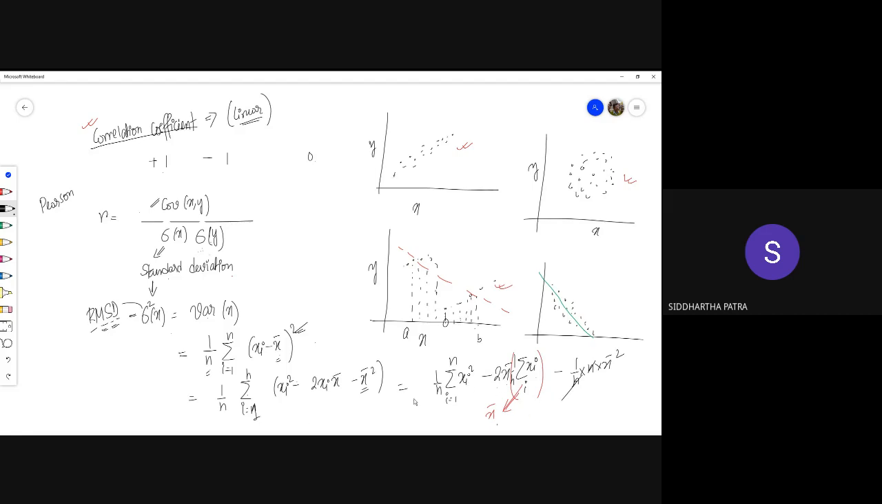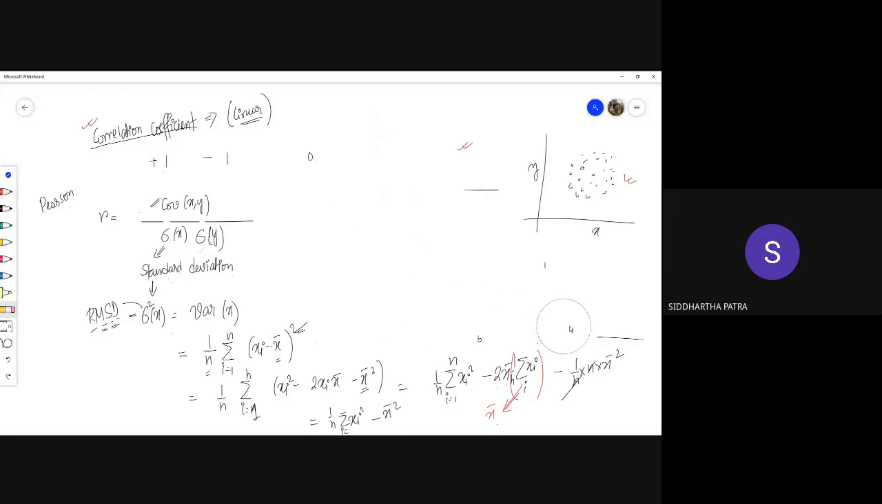So in the end, you have the following expression. You take the mean of the squared values minus x bar squared. That is the variance. And you basically take the square root of that to get the standard deviation. Okay. And this is how the covariance is defined.